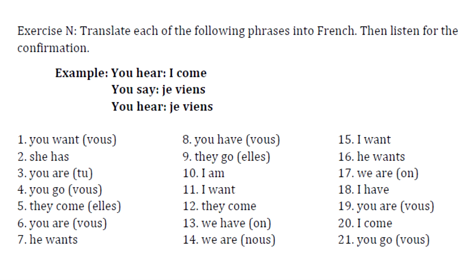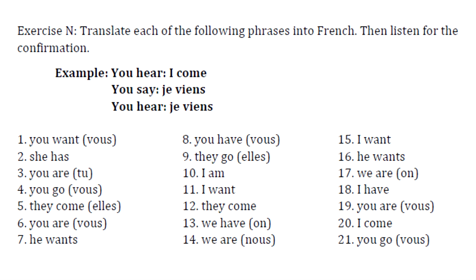Number 5. They come, elles. Elles viennent. 6. You are, vous. Vous êtes. 7. He wants. Il veut. 8. You have, vous. Vous avez. 9. They go, elles. Elles vont. 10. I am. Je suis. 11. I want. Je veux. 12. They come. Ils viennent or elles viennent.